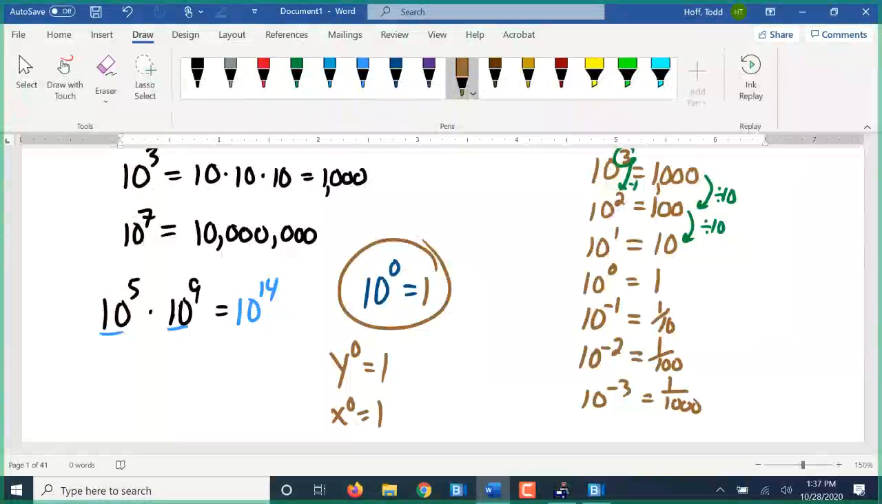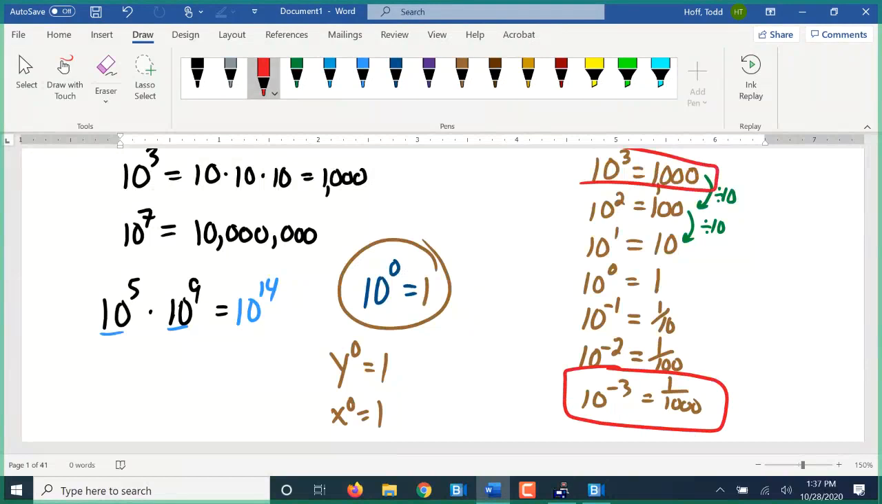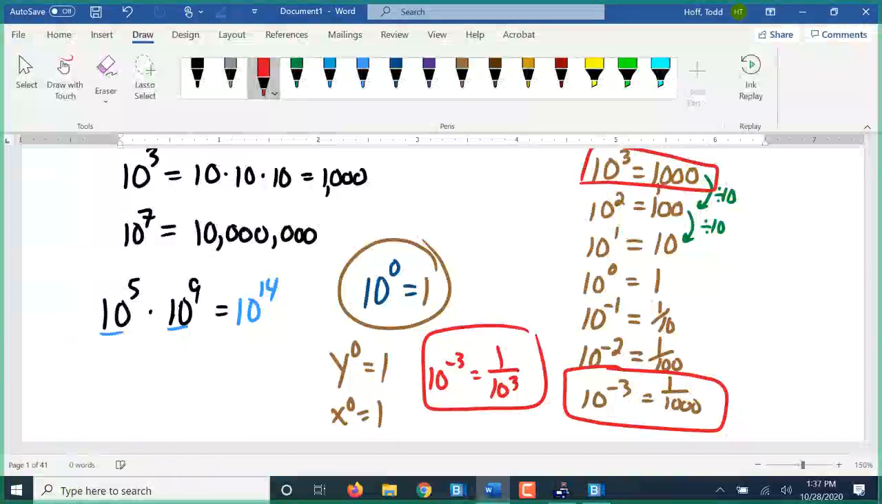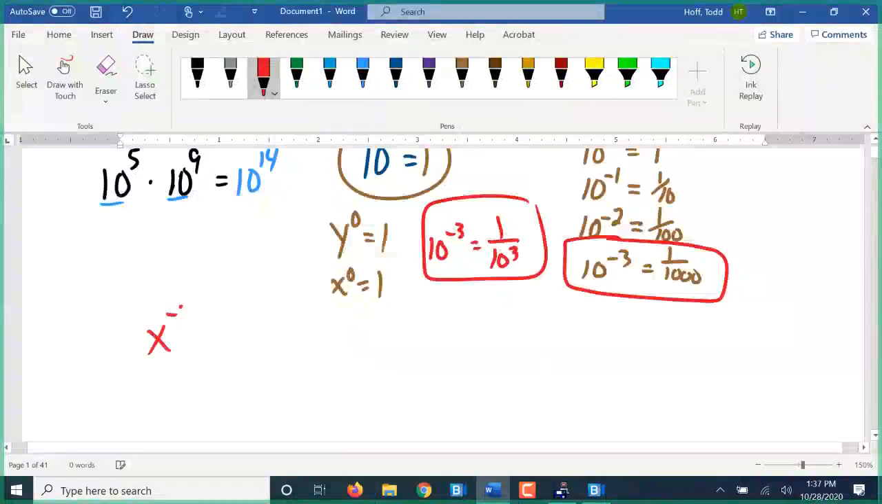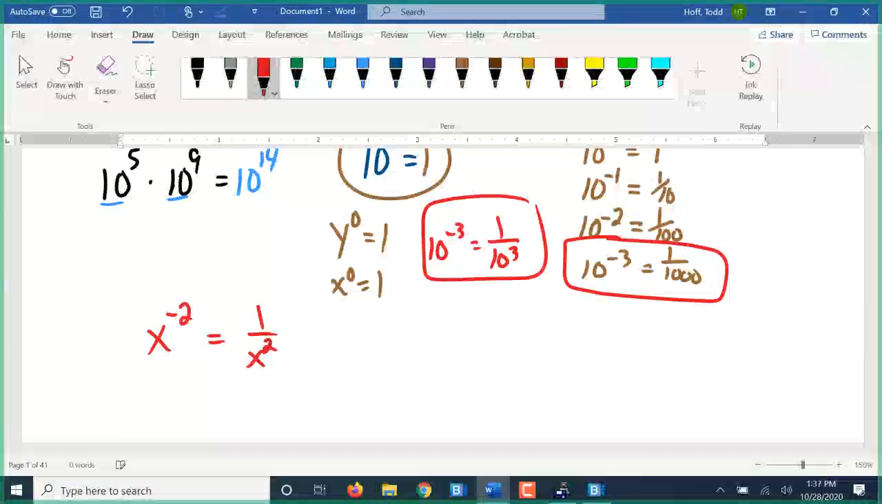And we see a pattern developing here between our positive and our negative powers. 10 to the negative 3 is just the reciprocal of 10 to the power of positive 3. 10 to the negative 3 is just 1 over 10 to the third. And that'll always be true. A negative power is just a reciprocal. X to the power of negative 2 really is just 1 over x to the power of 2, 1 over x squared.